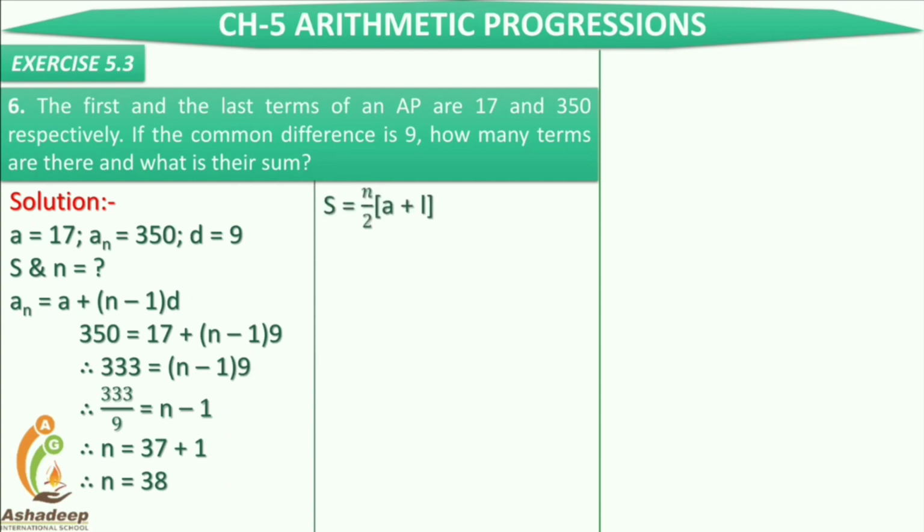Now Sn is equal to n by 2 times (a plus l). Why do we use this formula? Because we have the last term here, right? Put the values. n is equal to 38, which we already derived over here. So 38 by 2 is equal to 19. 17 plus 350 is 367. You can multiply this and you will get the answer as 6973, right? So this is question number 6.